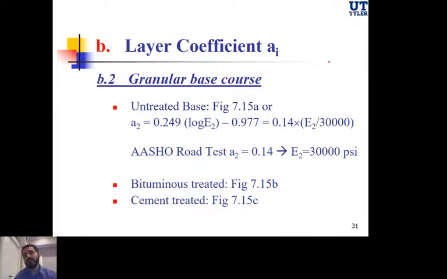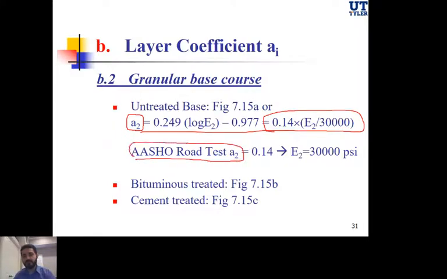For untreated base, we use figure 7.15a in your textbook, or you can use this equation right here. A2, the layer coefficient for the second layer, is 0.14 times the modulus of this layer over 30,000. So for example, for the AASHO Road Test that was performed back in the 90s, A2 was 0.14. Where did they get this from? E2 was 30,000. So 30,000 over 30,000 times 0.14.